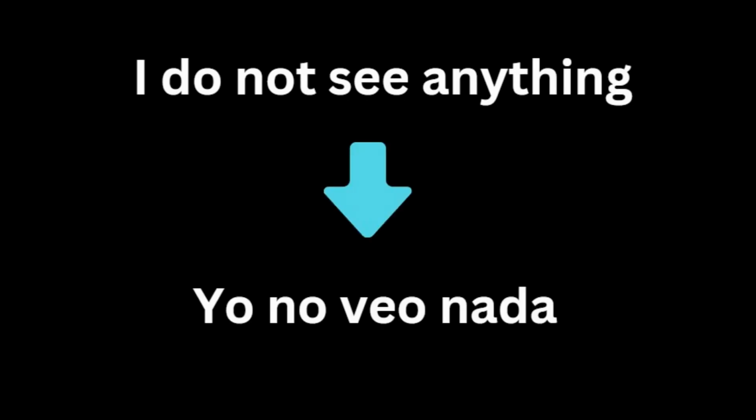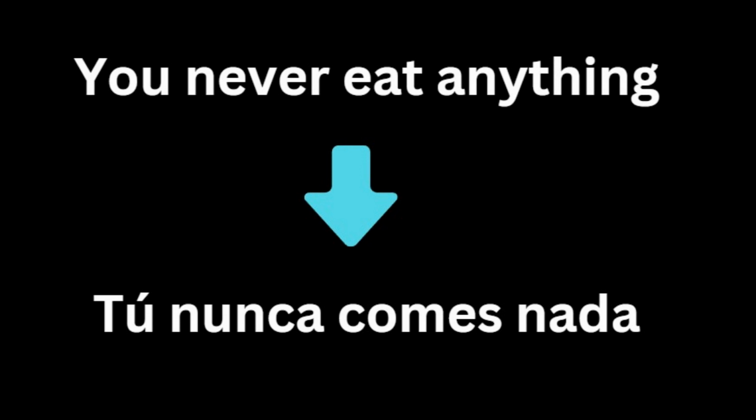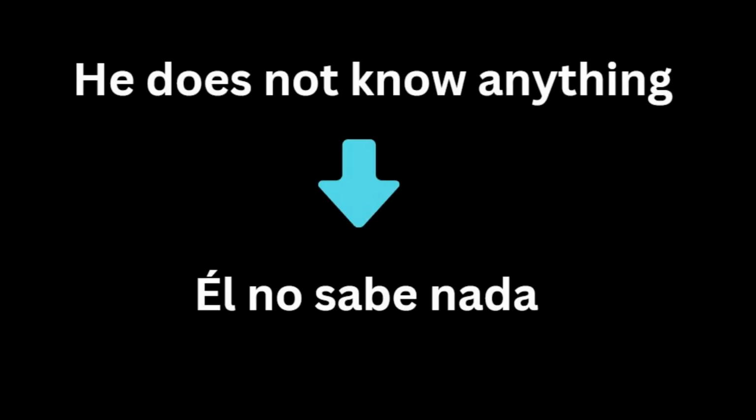How would you say the sentence I do not see anything in Spanish? Yo no veo nada. How would you say you never eat anything? Tú nunca comes nada. How would you say he does not know anything? Él no sabe nada. That's how negatives work in Spanish.